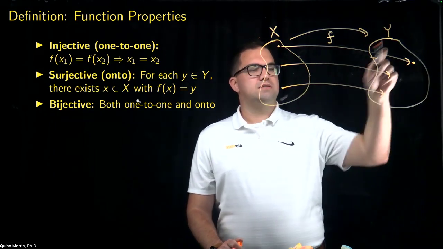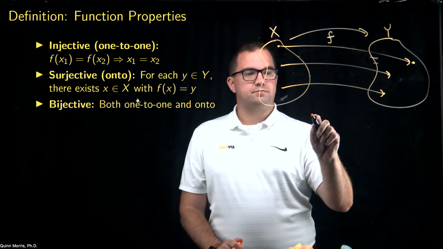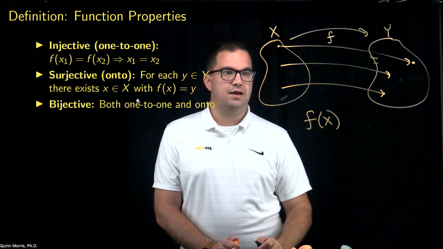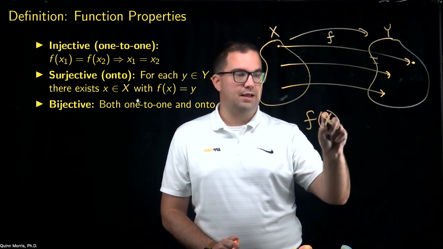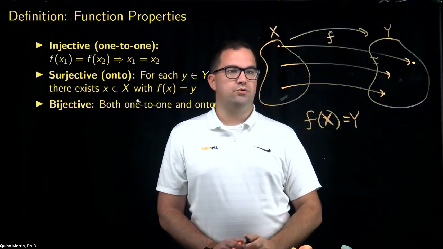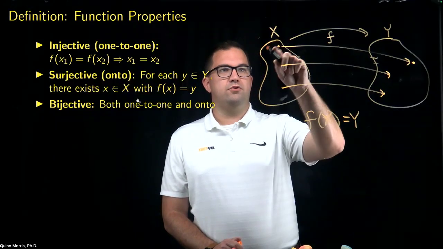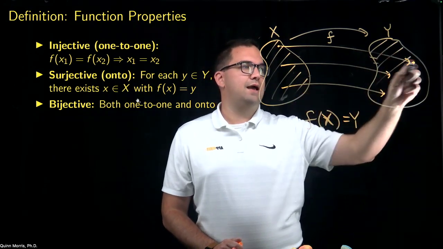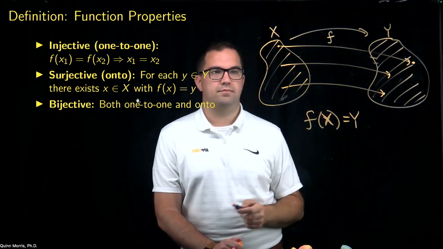Said a slightly different way, this really means that the image of your domain, f of capital X, is equal to your codomain. So if you map your whole domain, then you have to end up hitting everything over here.